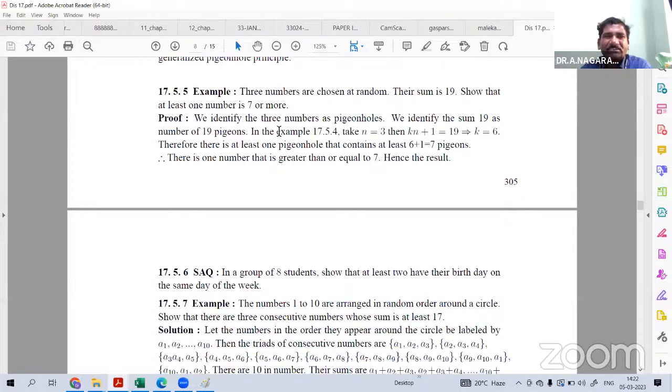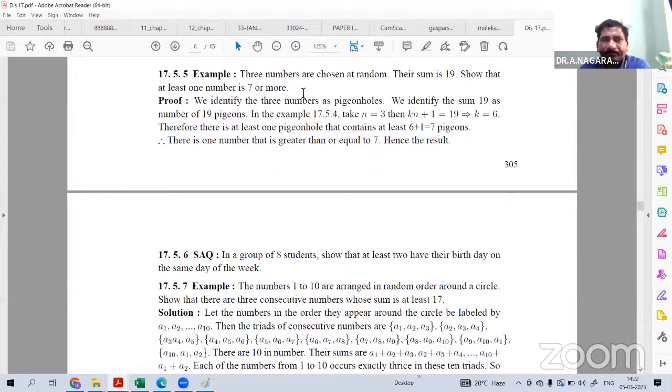So here I am giving one example. Three numbers are chosen at random, and their sum is 19. Show that at least one number is 7 or more. So 7 or more means, how many are there? kn plus 1 equals how much? 19. kn plus 1 equals 19. Three numbers are chosen at random.